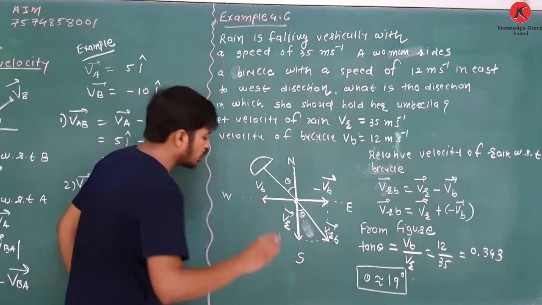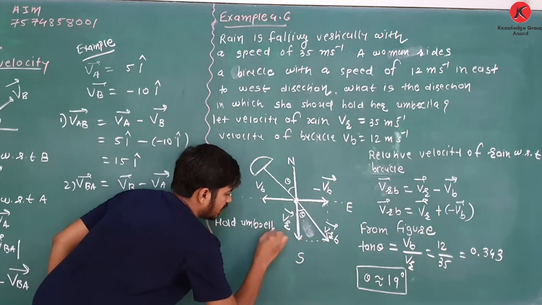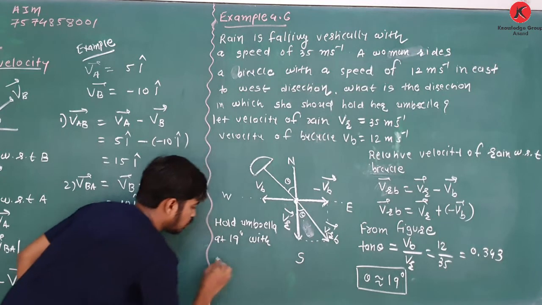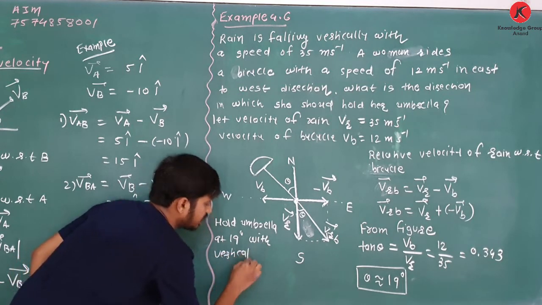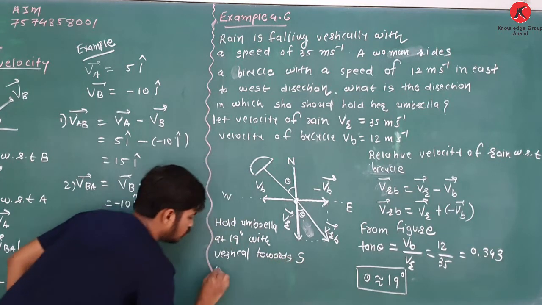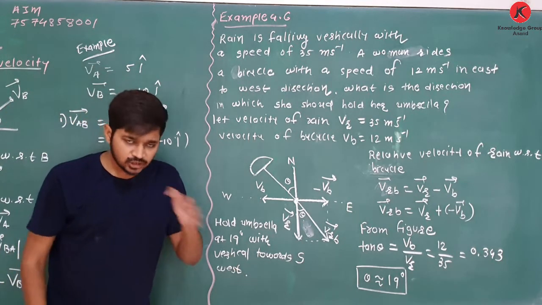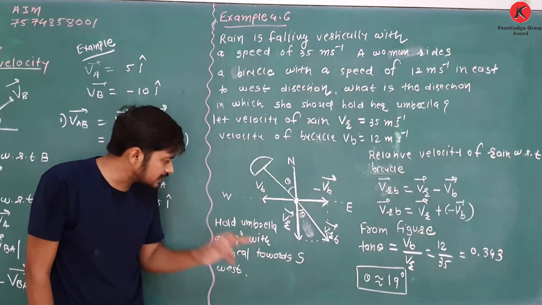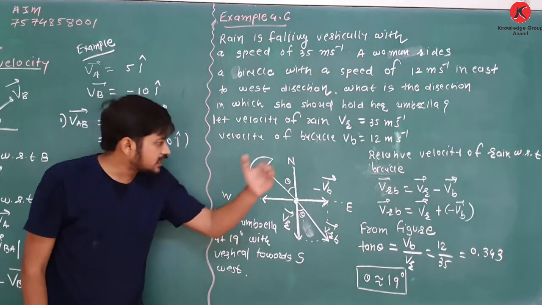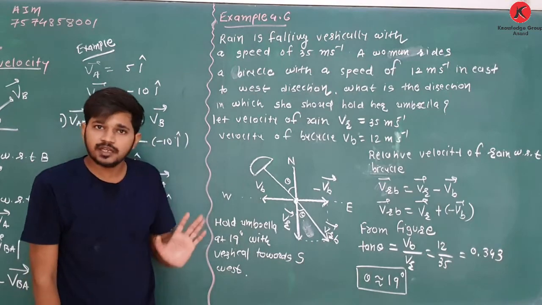So how to write your answer? You have to hold the umbrella at 19 degree with the vertical direction towards west. So it is your answer. In the ABCD choices, you will be given answers like this: with the vertical, in which direction, east or west? It is making an angle of 19 degree with the west. Clear about this? Write down.